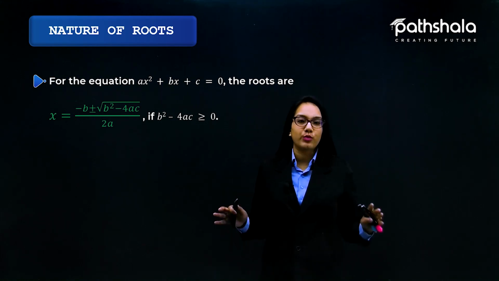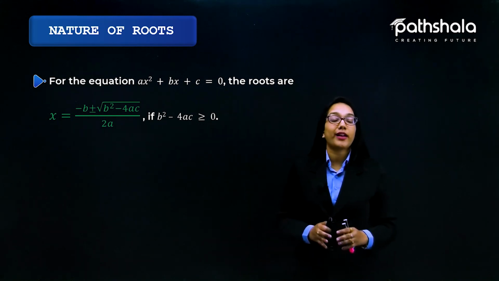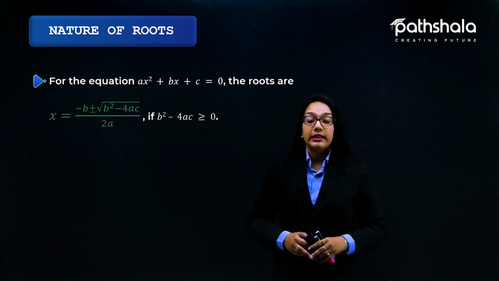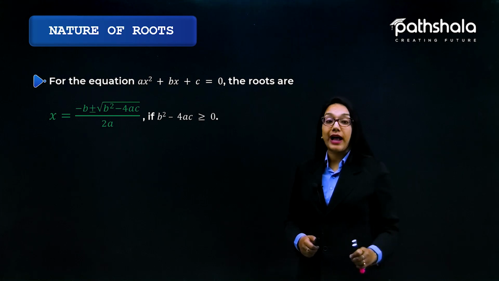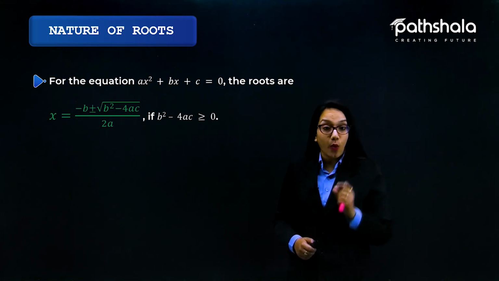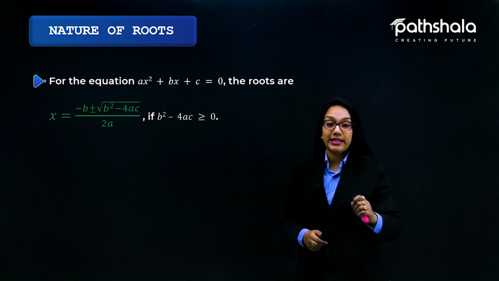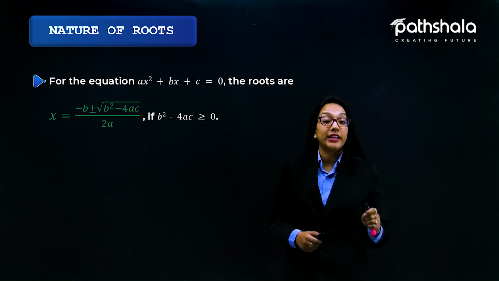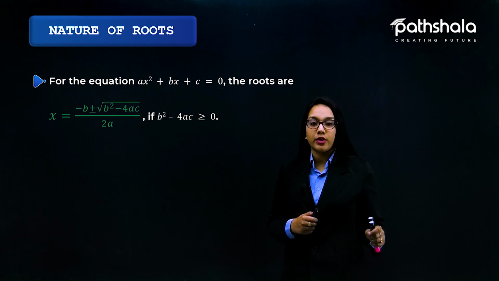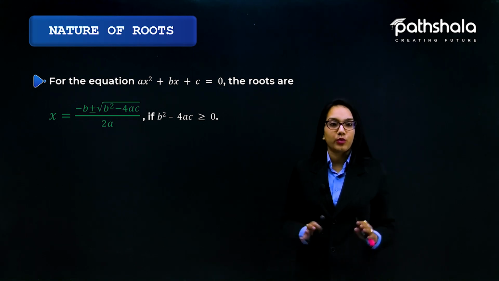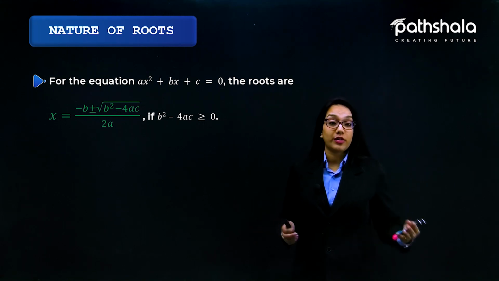We are already done with this concept: for any quadratic equation, if we want to find the roots, we can find them using the quadratic formula, with the condition that the term under the square root, b square minus 4ac, should always be greater than or equal to 0. Then we can find the real roots, and if b square minus 4ac is less than 0, then the roots are not real. So we are done with how to say whether the roots are real or not real.